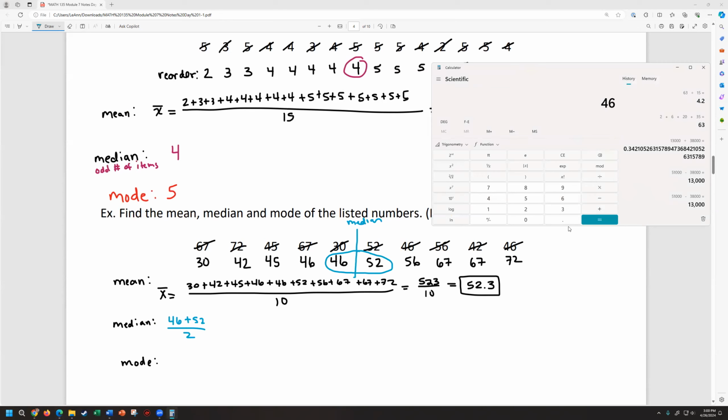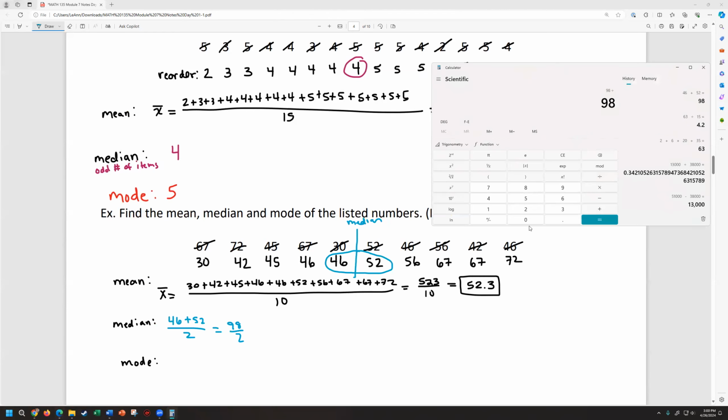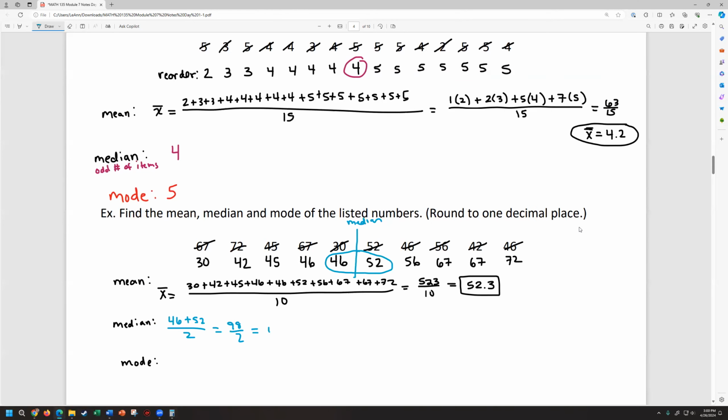Even though it's not a data point for us, it is the halfway point between the two middle numbers. So 46 plus 52 is 98, divided by 2, and we're going to get 49. So there's my median.